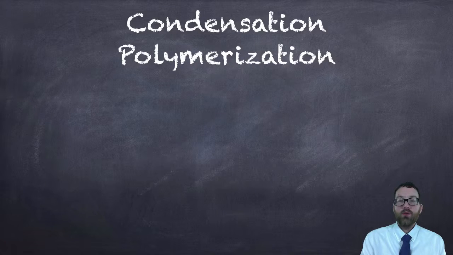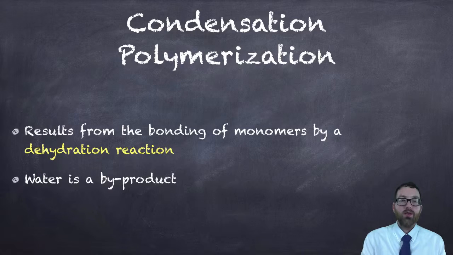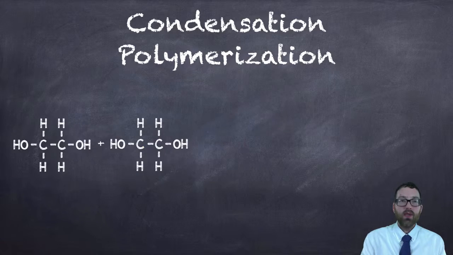And we're going to learn 2 different types of polymerization in organic reactions. So the first is condensation polymerization. This results from the bonding of monomers by a dehydration reaction, similar to the esterification we just saw. So water is a byproduct. So here are two reactants. These are called diols. These are like the alcohols that we learned about in our functional group video, except there's two functional groups. So we get the prefix di.